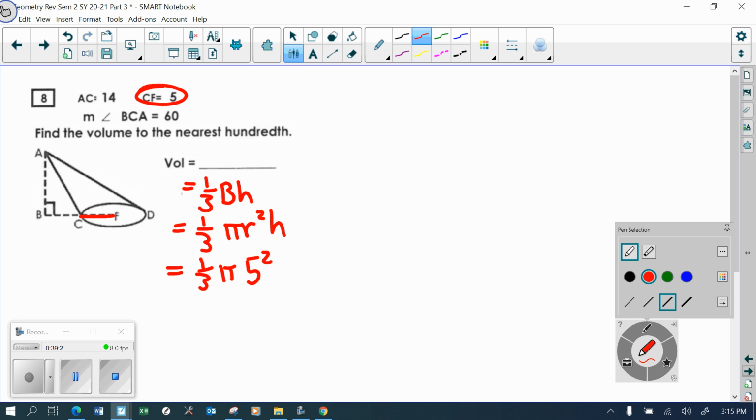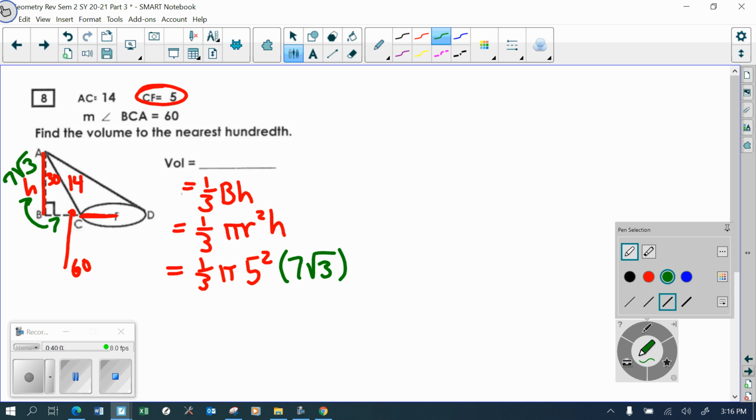Now I have to find the height. Remember, the height is perpendicular to the base. So that right there is the height. This is the base. That's the height. So I have to find that answer. Well, what do they tell me? AC is 14. That's the hypotenuse of that right triangle. The measure of angle BCA right there is 60 degrees. That means this is 30 degrees. So we have a 30-60-90 special right triangle. We know the 30-degree side is always half of the hypotenuse. So that makes that 7, and the 60-degree side is root 3 times longer, 7 root 3. So my height is 7 root 3.